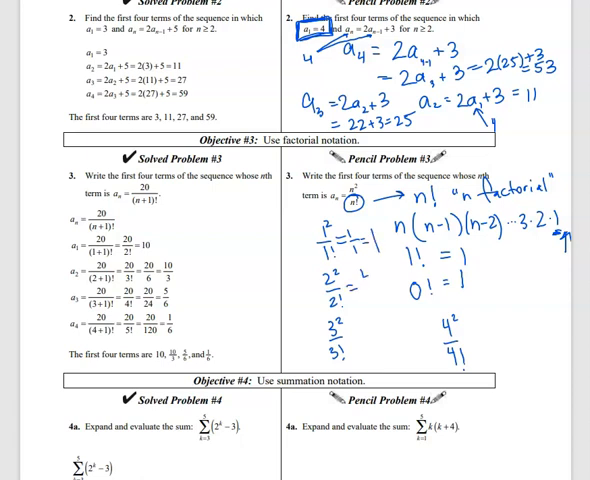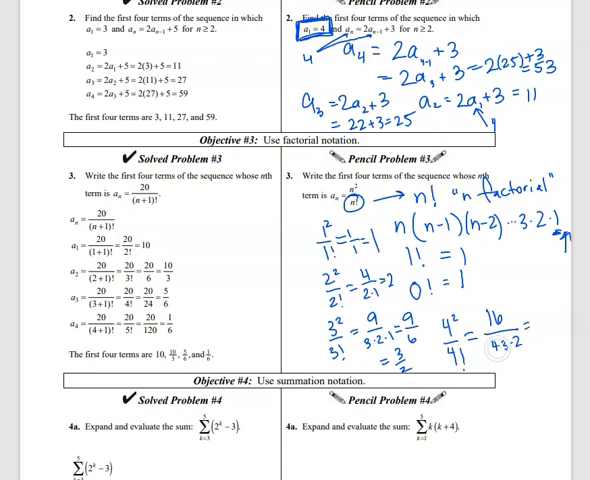2 squared is 4, and then 2 factorial is 2 times 1, so it's 4 divided by 2, which is 2. 3 squared is 9. 3 factorial is 3 times 2 times 1. I may just stop writing the ones because times 1 doesn't do anything. It's really the meat of it is 3 times 2, which is 6, so it becomes 9/6, which is the same thing as 3/2. And then 4 squared over 4 factorial, that goes 16 over 4 times 3 times 2, then times 1.